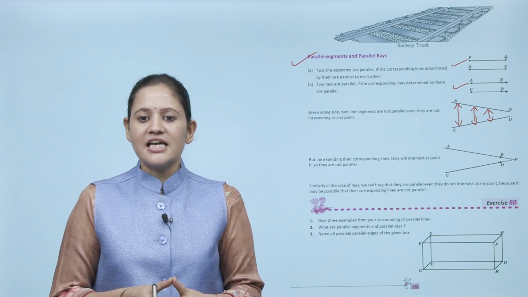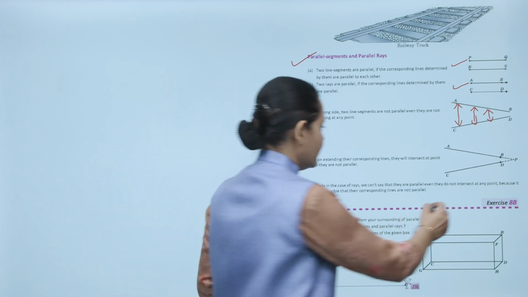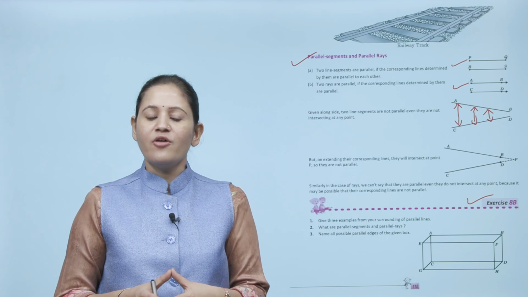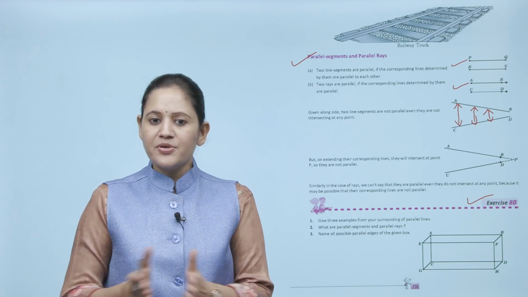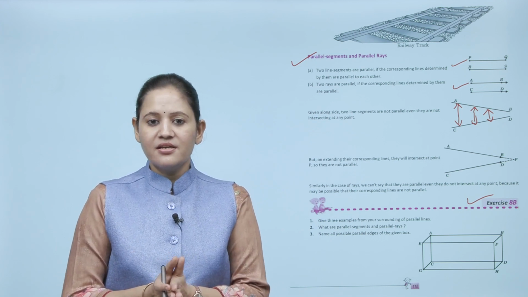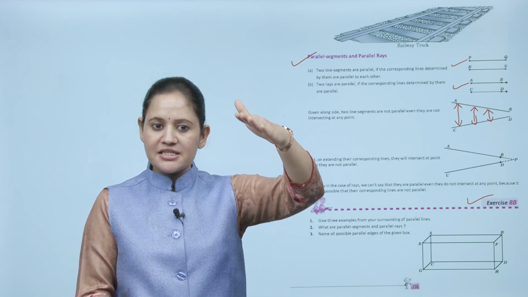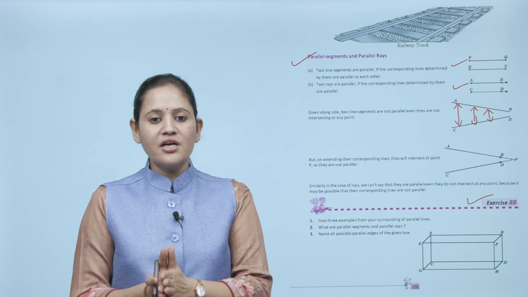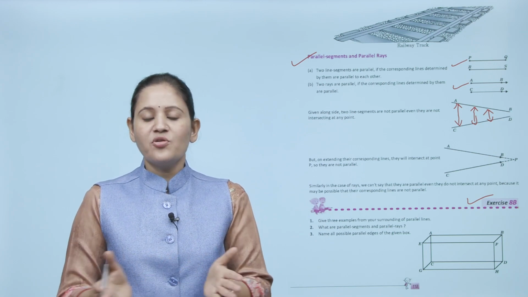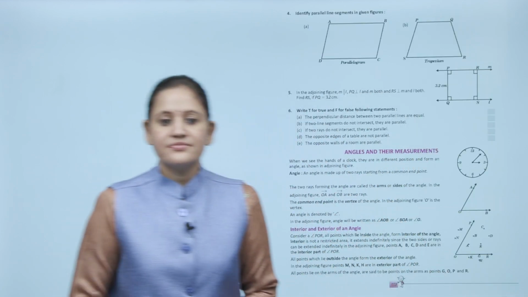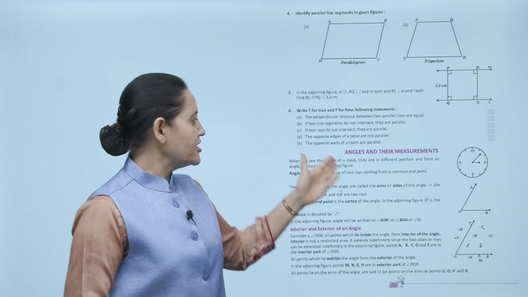Next, exercise 8B. Give 3 examples from your surroundings of parallel lines. Opposite edges of a table, they are parallel, and the opposite edges of the blackboard, they are parallel. Ruler, opposite edges are parallel. You can give many examples of parallel lines in your daily life. You have to practice all these questions.